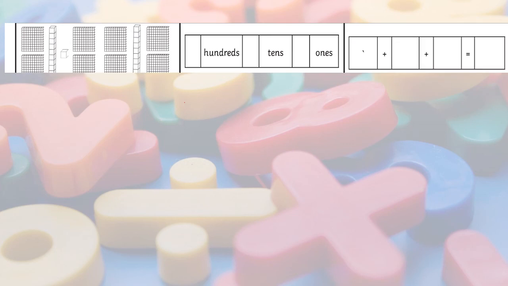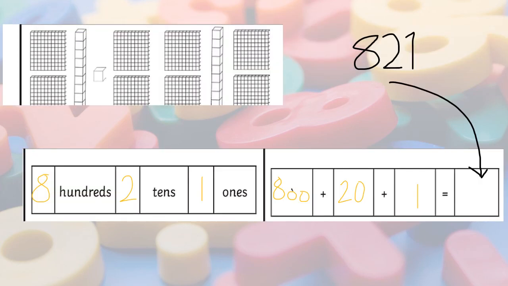Next one. So I look at this and I go, I can count by 2s. 2, 4, 6, 8. There's 800s. I can see that there are 2 10s and there's only 1 1 there. So 800s, 2 10s, 1 1, 800 plus 20 plus 1 gives me 821.